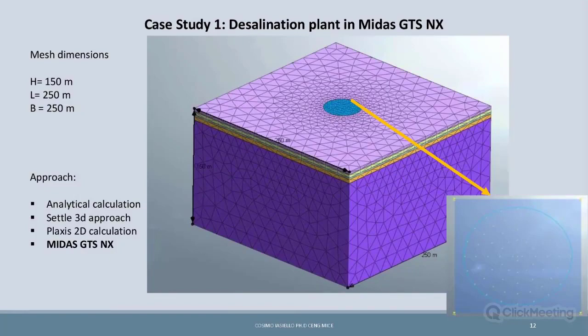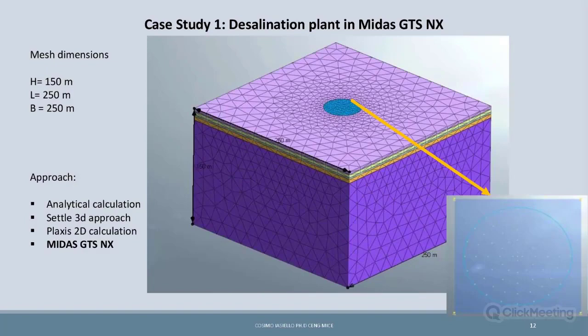Then we carried out a Settle3D approach. Settle3D is a very nice software by, I don't remember who, but I think it's Rocscience, to evaluate the settlement in 3D. Then we came out with Plaxis 2D, and then finally with Midas. What I'm doing here, analytical, Settle3D, Plaxis, and Midas, can be done directly in Midas. And I will explain later how to do it.